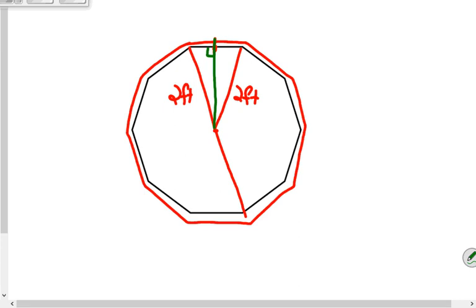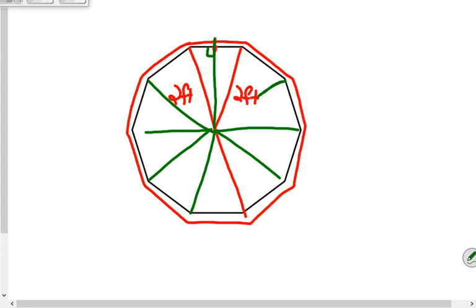Now, how many triangles could we draw here altogether? A lot, right? Do I have to draw them all? No, don't draw them all. 1, 2, 3, 4, 5, 6, 7, 8, 9, 10 triangles. 20 right triangles. There's 10 of them, right? So we have 20 right triangles.